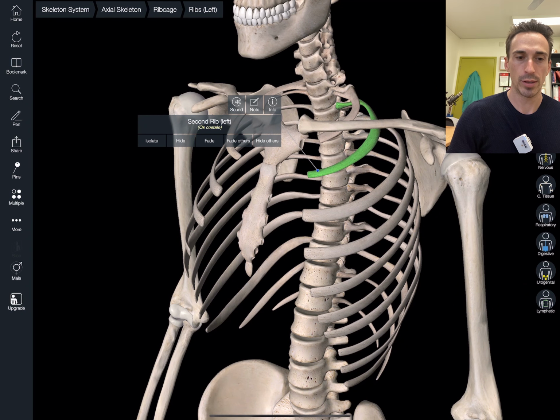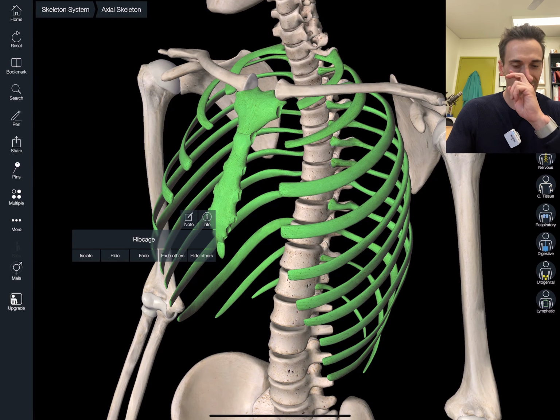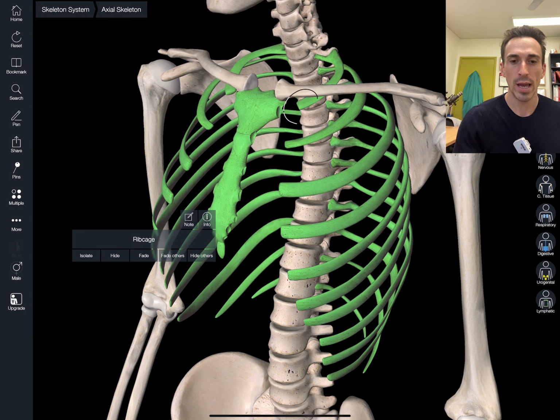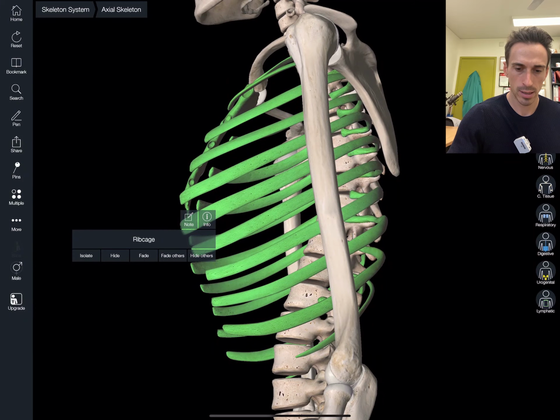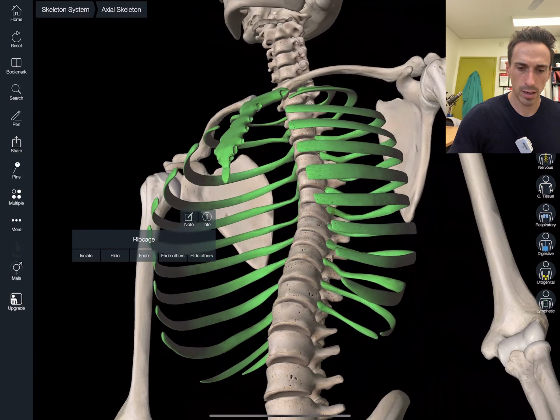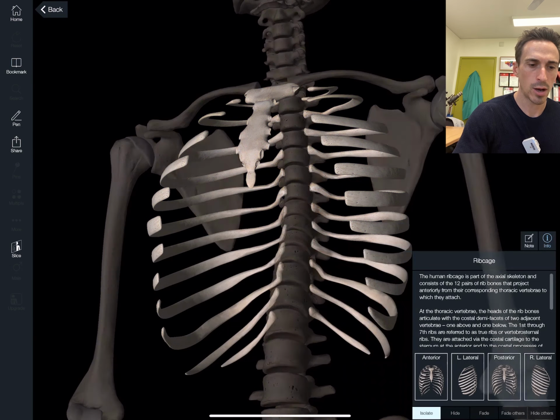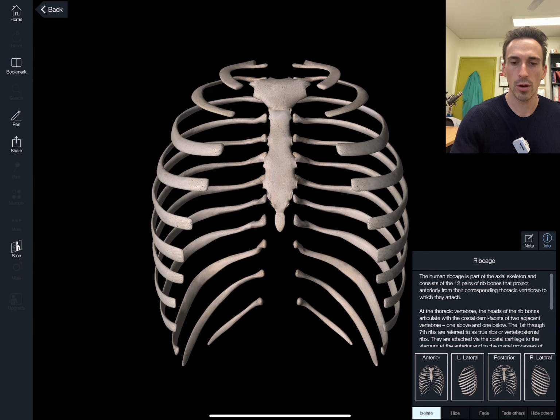Now let's look at the ribs. So we've got the ribs. How many ribs do we have? Well, let's count them. 1, 2, 3, 4, 5, 6, 7, 8, 9, 10, 11, 12. This is probably a better view. Let's isolate, might be easier. There we go: 1, 2, 3, 4, 5, 6, 7, 8, 9, 10, 11, 12 ribs.